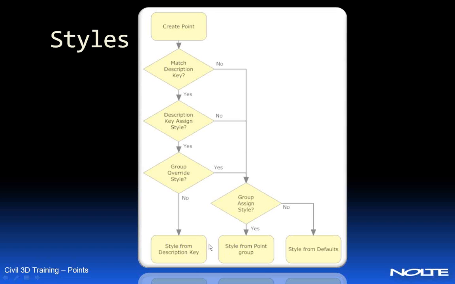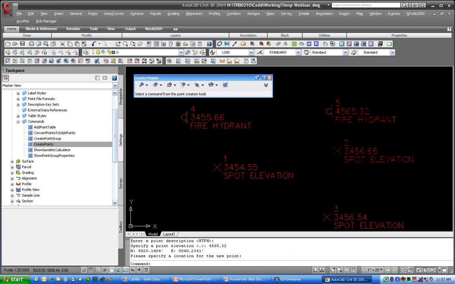The reason I spend this much time on it is this is some of the stuff that people really struggle with when you go to Civil 3D from Land Desktop: how do I make these things look the way I want them to look? Why do they have this marker on it? So I really want this to be clear.